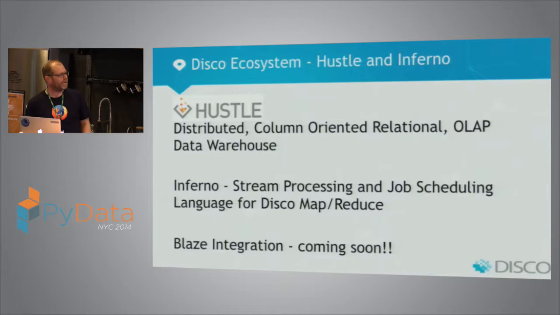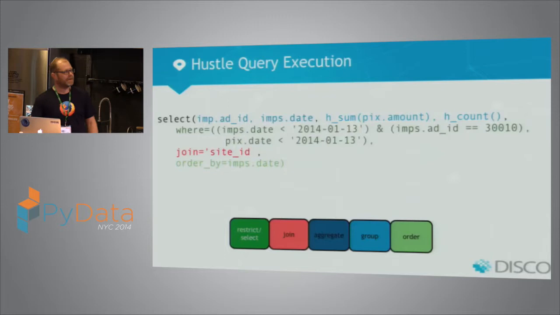And we're working right now on a Blaze integration as well, so that you can drive the Disco back end, these pipelines, much like you saw Matthew, who just gave a talk on Blaze, driving Spark. You would drive it in a very similar way. So we're working on an integration there. I'll give you a little taste of what this kind of thing looks like in Hustle.